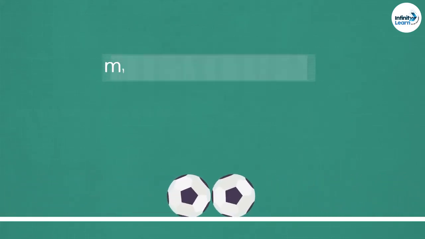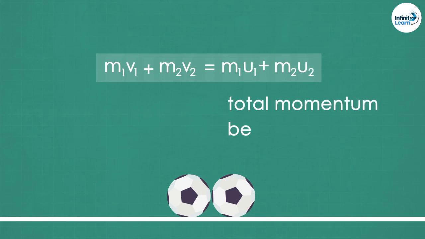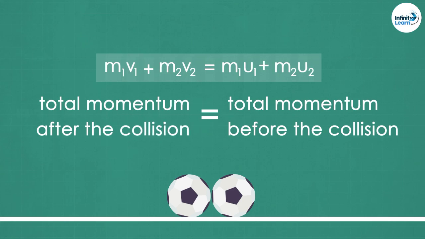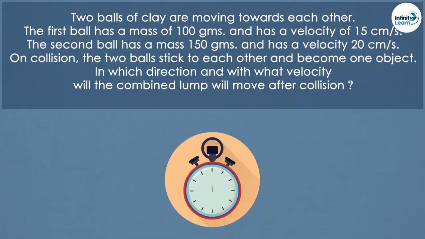For two balls colliding towards each other, this is the equation we derived in the previous video. The total momentum before the collision is equal to the total momentum after the collision. Pause the video and go through this problem.